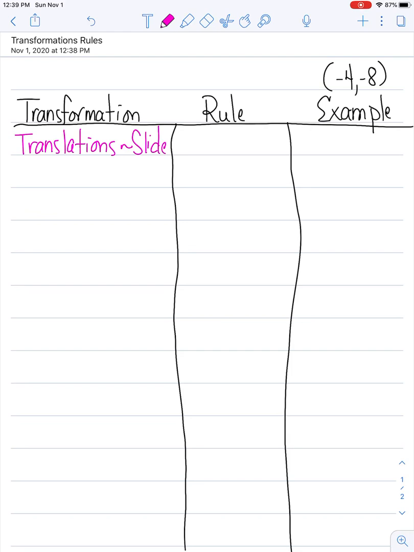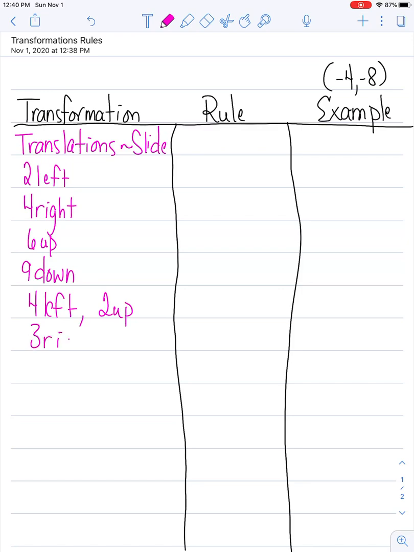So first of all, let's fill all of these in and then we'll write the rules. So the types of translations that we're going to look at is moving 2 to the left, 4 to the right, 6 up, 9 down, and then we're going to combine them: 4 left, 2 up, or 3 right, 4 down. So go ahead and pause the video and get those written in, and then we'll start talking about how the rules look.